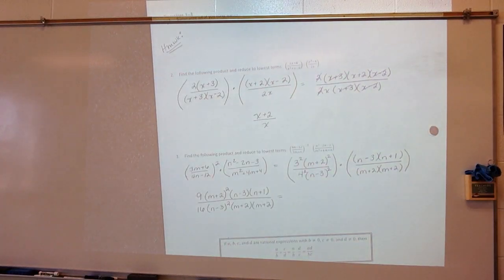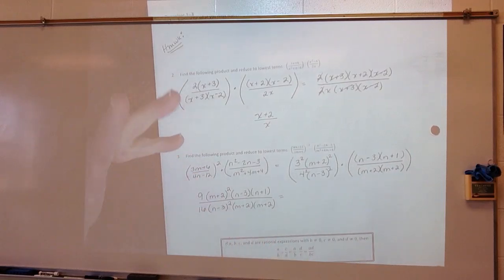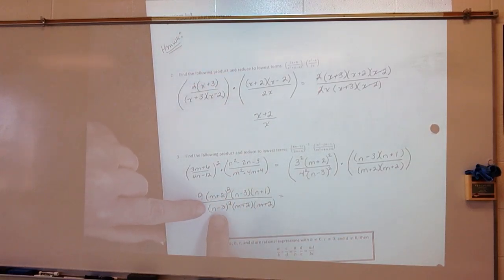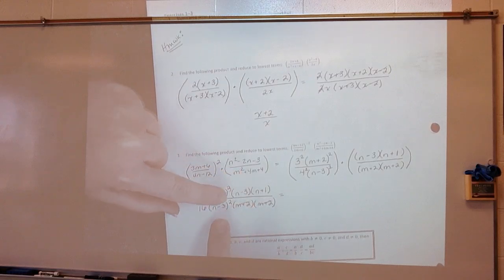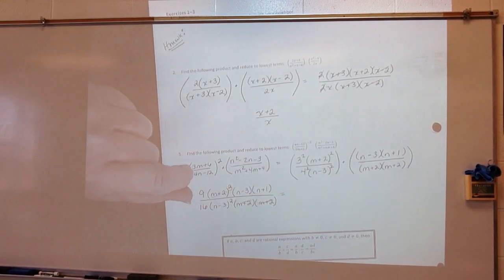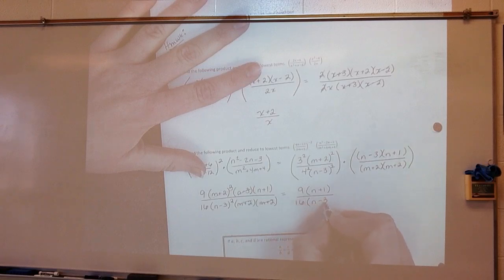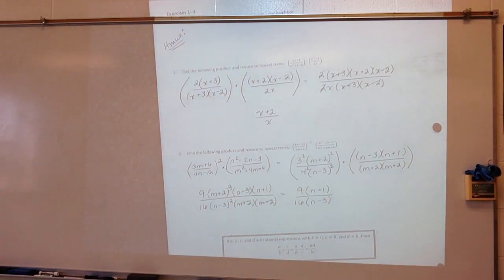All right, let's see what I can do to reduce that. 9 and 16 won't reduce, but let's look at this. So m plus 2 is squared, which means I have 2 of them. I have 2 of them on the bottom, so if I divide 2 by 2, I get 1. So those divide out to 1. n minus 3, I have 1 on top and I have 2 on the bottom. So I can divide one of those out. So I end up with 9 times n plus 1 over 16 times n minus 3. And that is in simplest form.